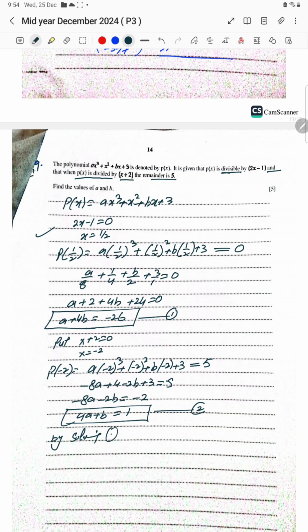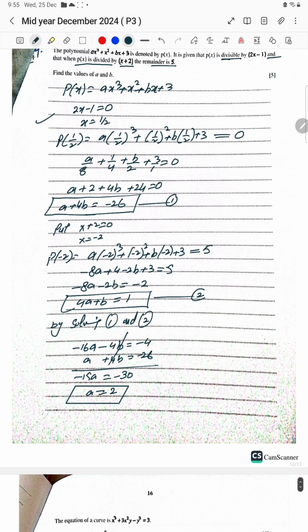By solving 1 and 2 simultaneously, if I multiply equation 2 with minus 4, I will get minus 16a minus 4b equal to minus 4, and equation number 1 was here, a plus 4b equal to minus 26. In addition comes minus 15a equal to minus 30, so a goes to be 2.